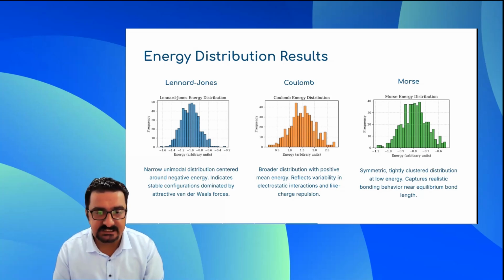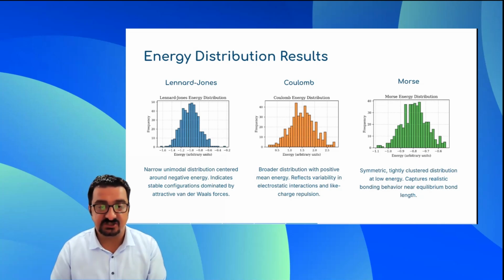Finally, the Morse potential yields a symmetric and tightly clustered distribution at low energy. This pattern is characteristic of covalent bonding, where atoms tend to settle near equilibrium bond lengths. The clustering around the minimum energy value confirms that the algorithm favors physically realistic bonding behavior. Together, these distributions highlight how each potential influences the stability and realism of the synthetic crystal structures generated.